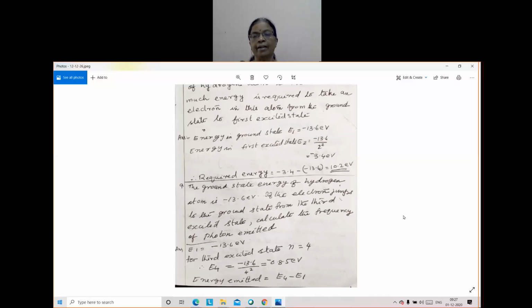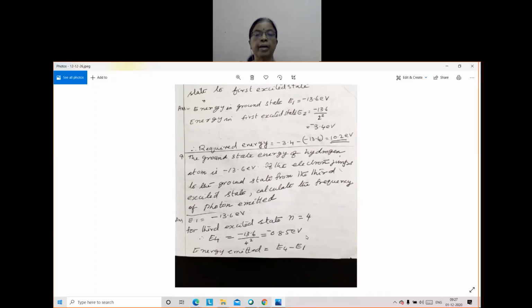First excited means n equal to 2. Second excited state, n equal to 3. Third excited state, n equal to 4. We will have to remember that. So the energy in the third excited orbit will be minus 13.6 by 4 square, that is equal to minus 0.85 eV.